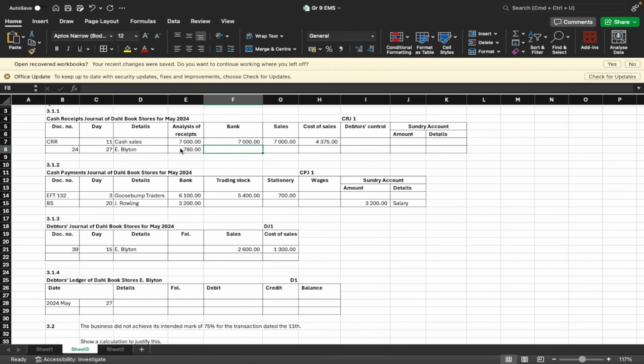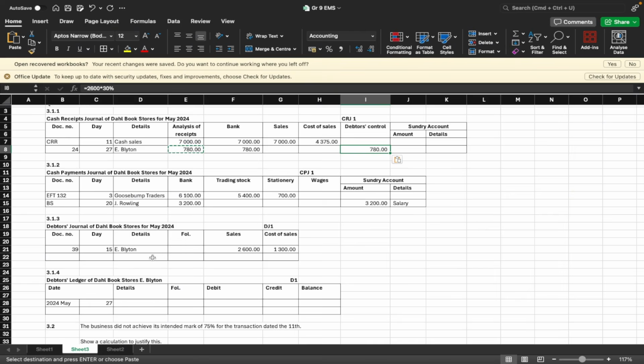So we'll put that under analysis of receipts and under bank. And what is this money for? Well, it's from our debtor, so that's debtor's control, and that's how much we'll put there. And so you see here under cash receipts journal, whenever you have a column for debtor's control, it's always going to be whenever you've received money from your debtors. Whenever they pay you, you put it under debtor's control.